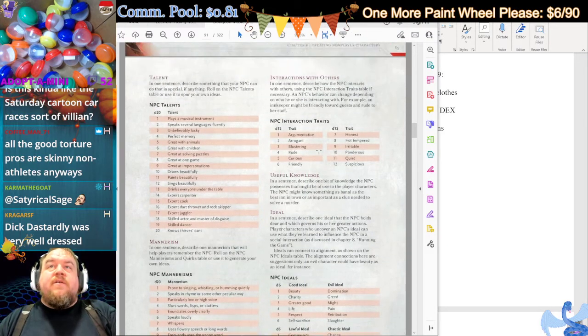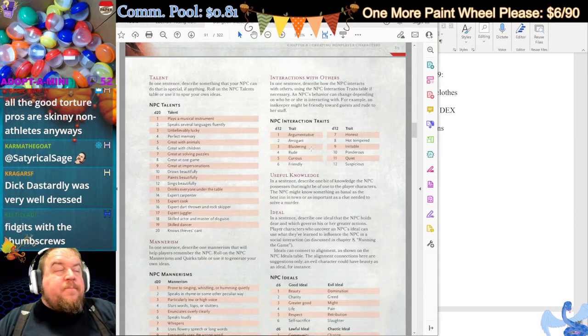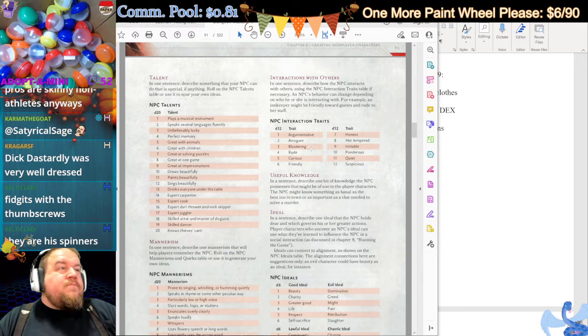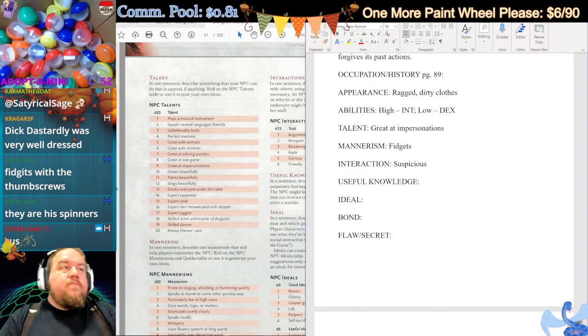Karma, the goat. How does this person interact with others, if only an impersonation? Will you please give me a D12 roll, Karma? Yeah, fidgets with the thumb screws. Lands on a 12. Is very suspicious towards other people. Very sus.